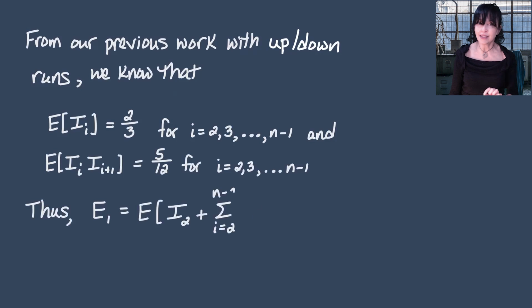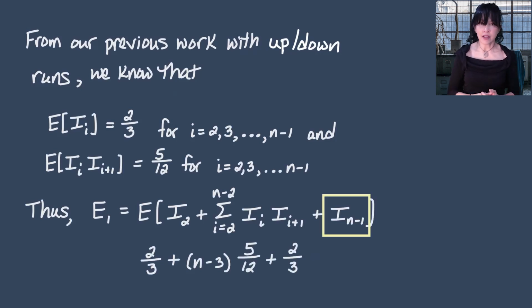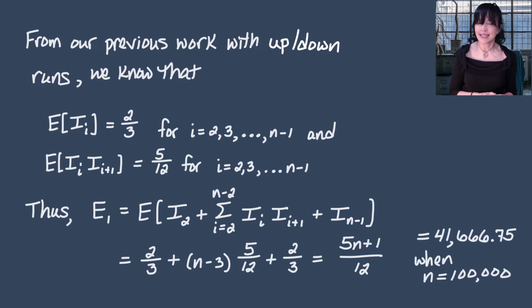So the expected number of runs of length 1 is going to be a 2/3 plus we have 5/12 here, and we've got n minus 3 of those terms, and we have a 2/3 out here. When you add these all up, you get 5n plus 1 over 12. Just for fun, in a sample of size 100,000, 5n plus 1 over 12 turns out to be 41,666.75. So that is what to expect in a sample of size 100,000, and we'll look at that later when we actually perform this test.